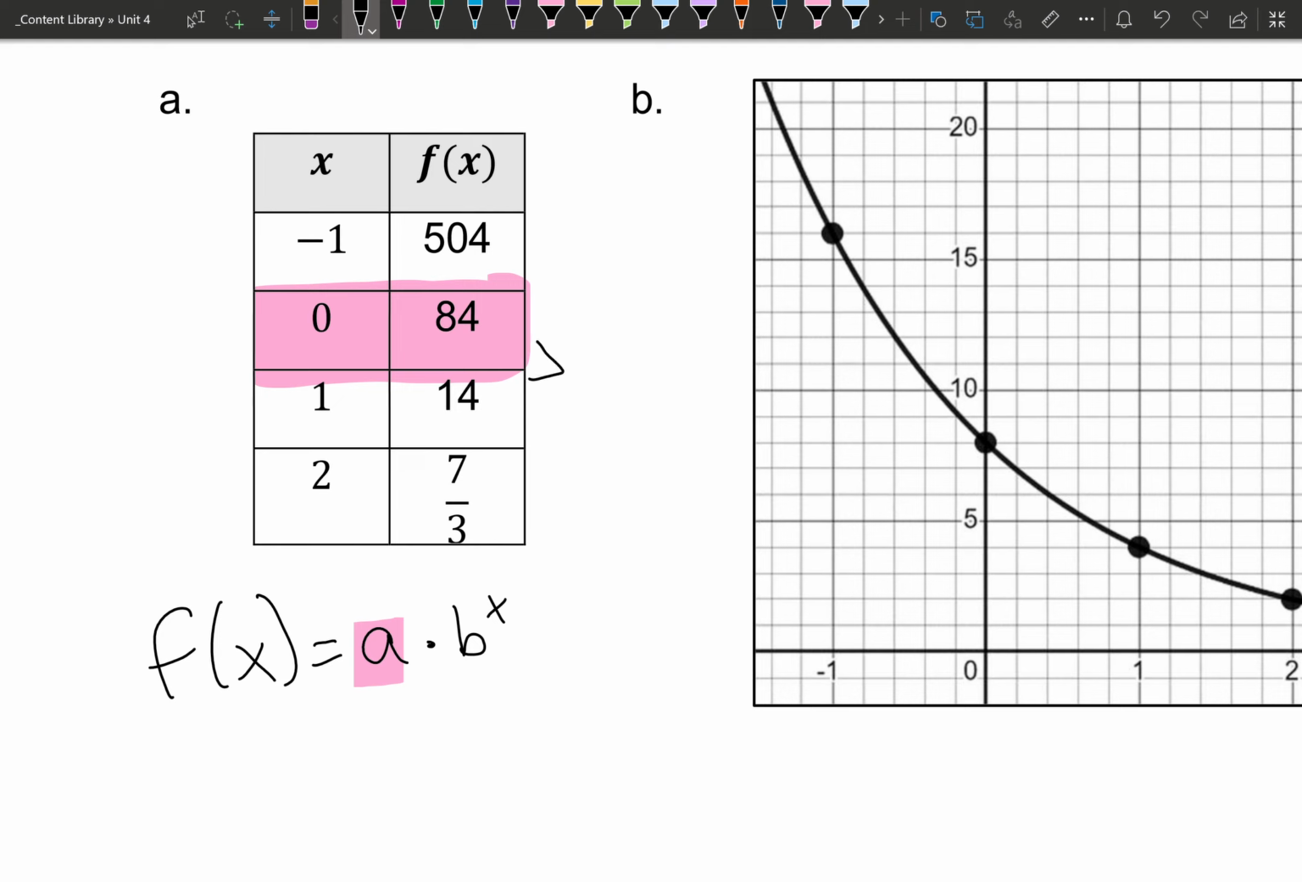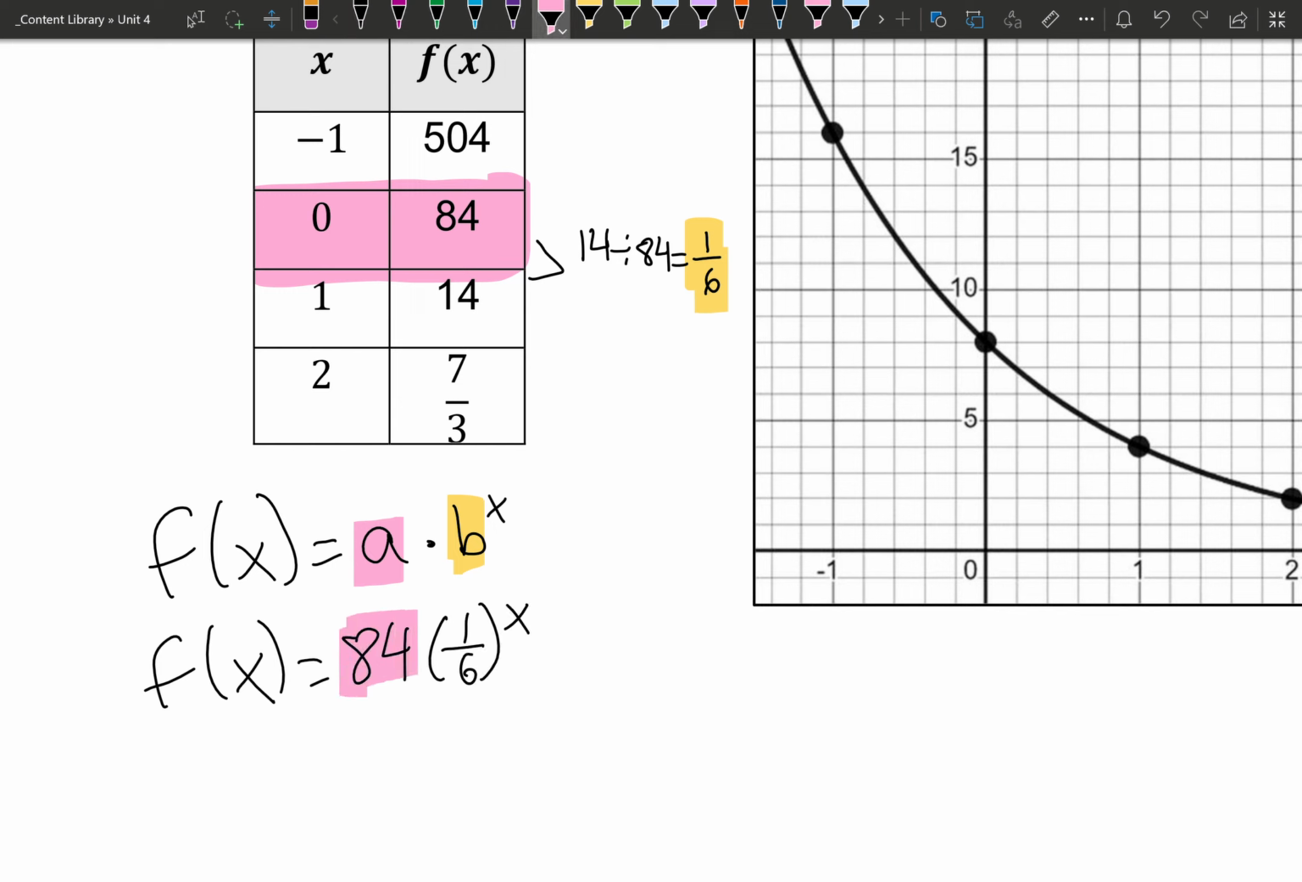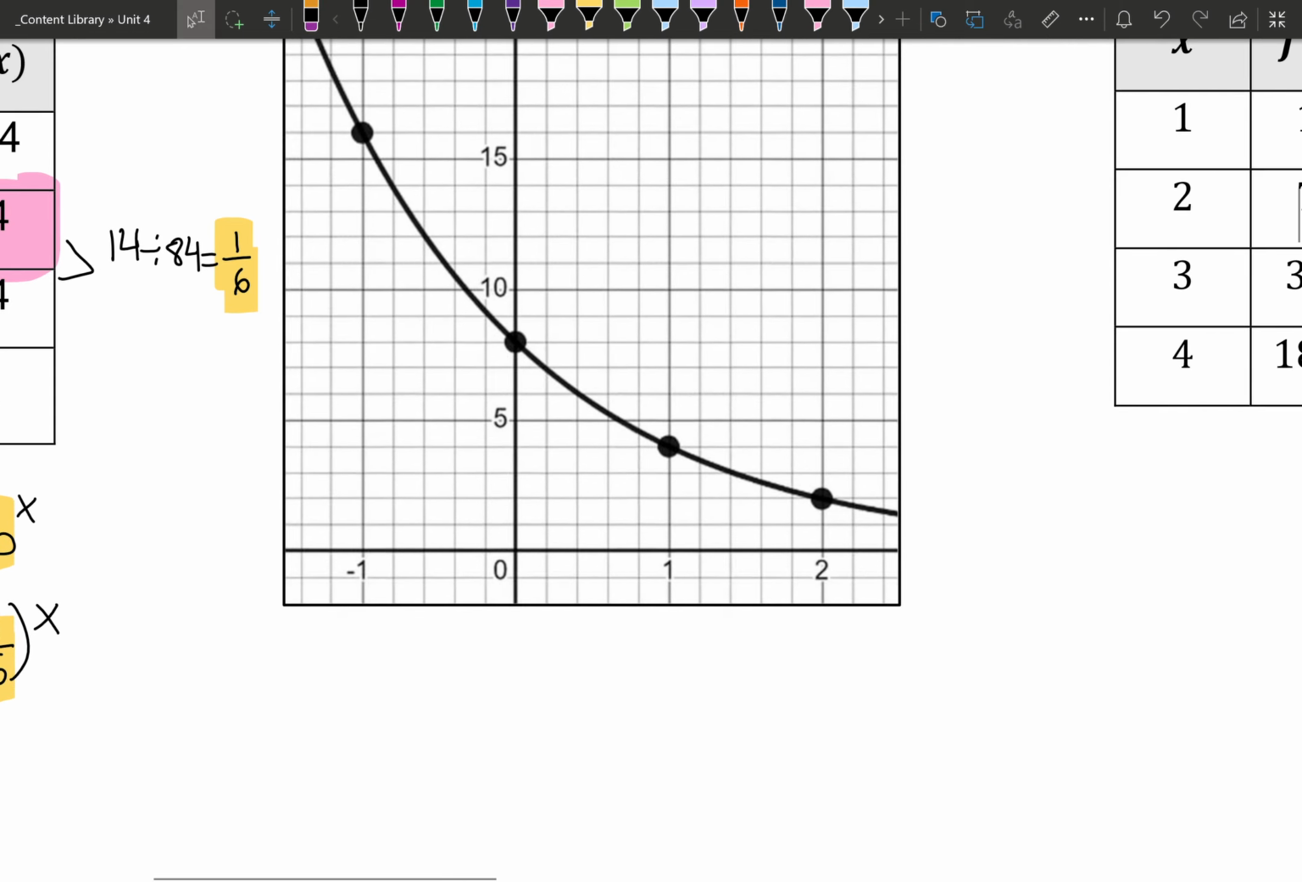To find b, what we're going to do is take two of the y's and divide them. We always divide second number divided by first number. So we're going to do 14 divided by 84. And my calculator gives me a nice 1/6, which is perfect. That's my b. I got everything I need. Let's write it. f of x equals 84 times 1/6 to the power of x.